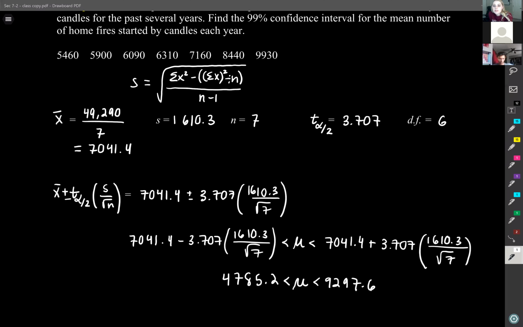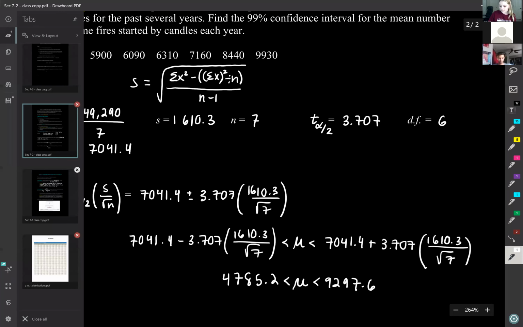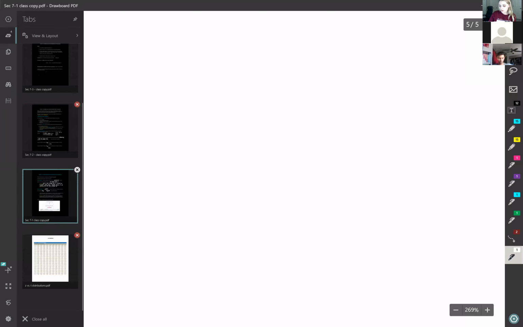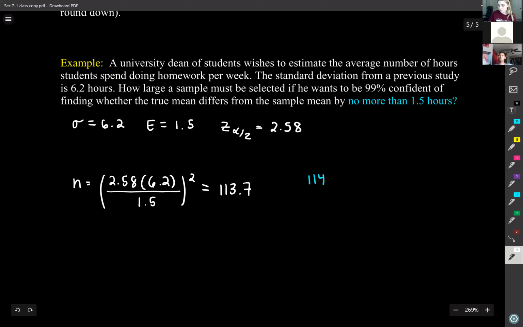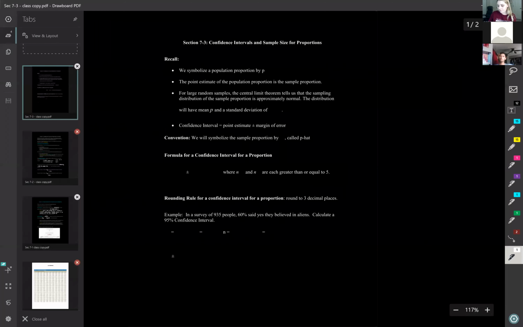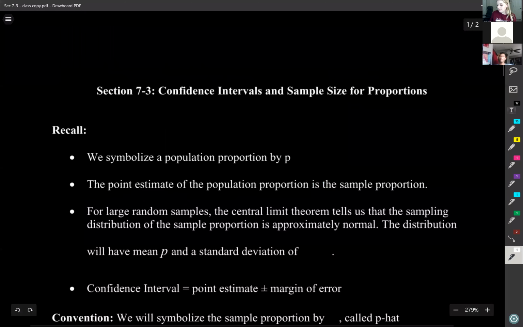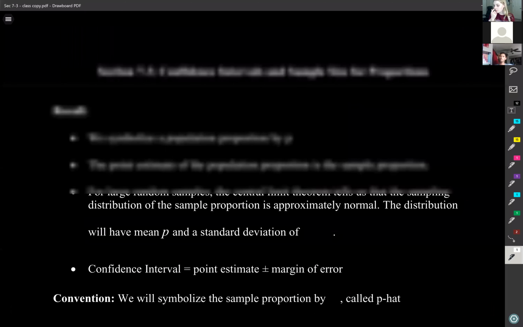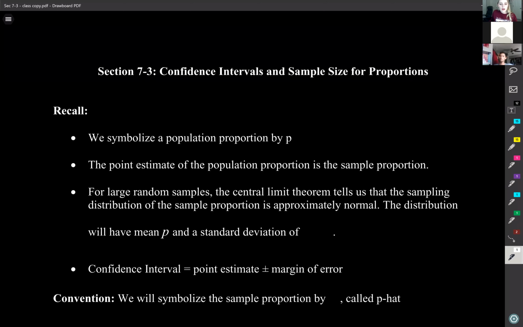Okay, let's go to our next section. Okay, section 7.3, only 2 pages again, so we'll probably finish this early.